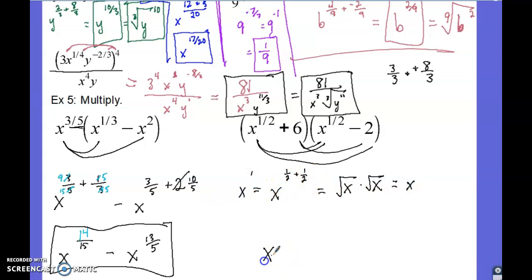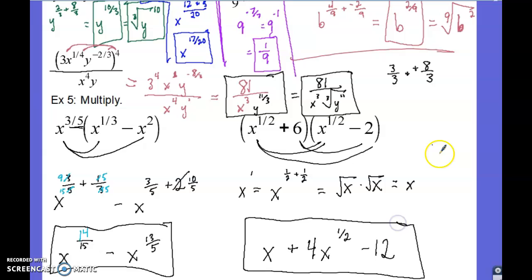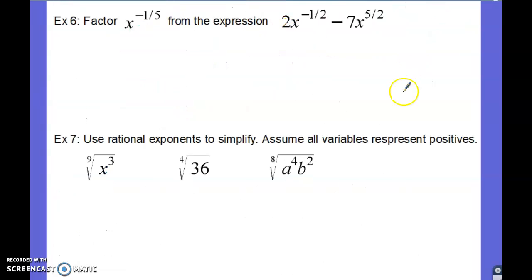Anyway, that's over-explaining it. And then on the outside terms, you have negative 2 x to the 1/2. Inside is plus 6 x to the 1/2. So that's plus 4 x to the 1/2. And then 6 times negative 2 is negative 12. If you're confused by any of that, I would encourage you to actually write out the FOIL terms. But if you're still confused, write it down, bring questions to class, and I would love to answer them.